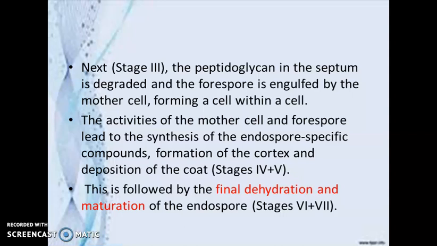The activities of the mother cell and the forespore lead to the synthesis of endospore-specific compounds. This leads to the fourth and fifth stages, which are the formation of the cortex and the deposition of the coat. Finally, it is followed by the dehydration and maturation of the endospore, which are the sixth and seventh stages.